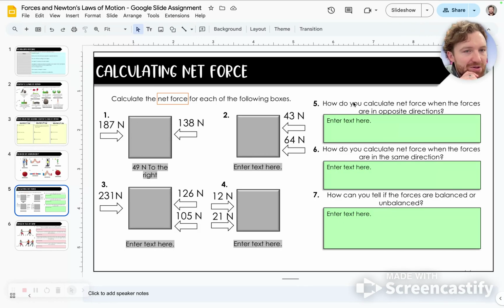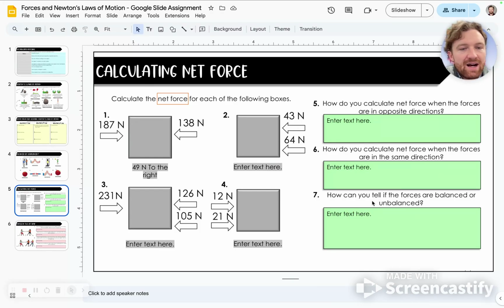Number 5 says, how do you calculate the net force when the forces are in opposite directions? Well, that's like what happened with number 1. You would just figure out the difference between those. So you would take 187, which would be your bigger force, and subtract it from your smaller force there. Number 6, how do you calculate the net force when the forces are in the same direction? Then you just add them up. That's like number 2. So add them up.